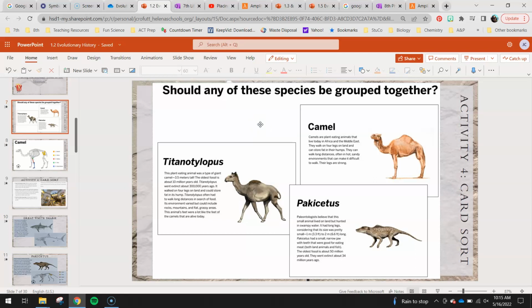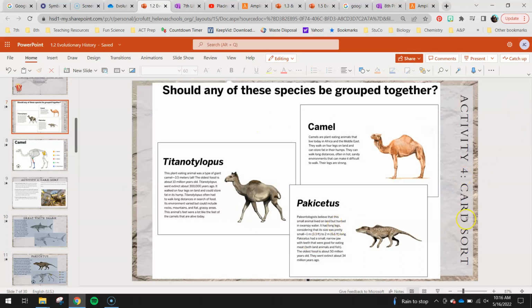Okay, another organism, which obviously is no longer around anymore, is a Titanotylopus. This plant-eating animal was a type of giant camel, so obviously it's got some relation to camel, so I would go ahead and wager that it's probably pretty closely related to a camel, but it was 3.5 meters tall, so it was much bigger than a camel. The oldest fossil is about 10 million years old. Titanotylopus was extinct about 300,000 years ago. It walked on 4 legs on land and could store fat in its hump. Titanotylopus often had to walk long distances in search of food. Its environment varied but could include rocks, mountains, and flat grassy areas. This animal's feet were a lot like the feet of the camels that are alive today.